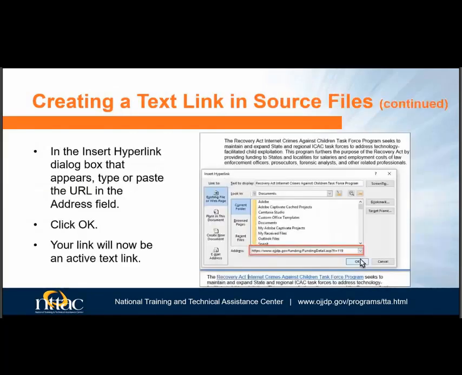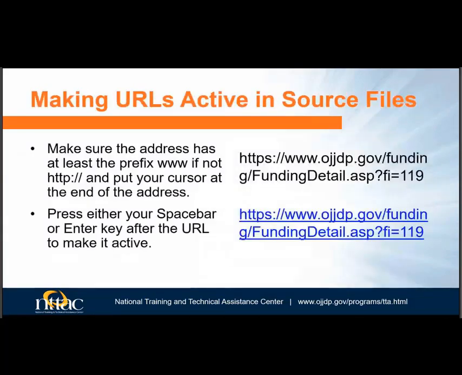A dialog box will appear. Type or paste your link in the web address field at the bottom of the dialog box and press OK. Your link will now be an active text link. Making URLs active is easy in PowerPoint. Simply press space or enter after your properly formatted URL and it will become an active link.